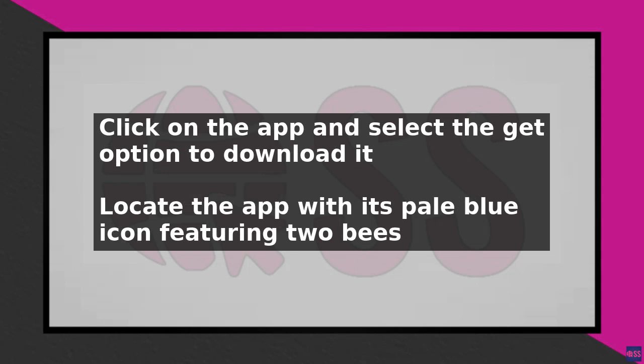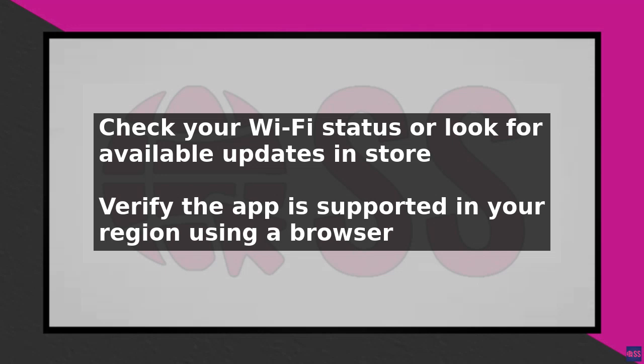Click on the app and select the Get option to download it to your device. After installation, locate the app, which should be recognizable by its pale blue icon featuring two bees.